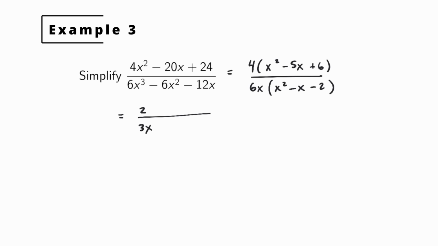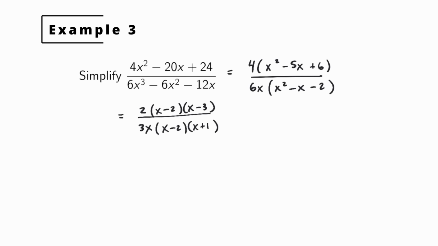Now, x squared minus 5x plus 6 will factor into x minus 2 times x minus 3, since -2 times -3 gives me +6, but they add up to -5. X squared minus x minus 2 will factor into x minus 2 times x plus 1. Again, -2 times 1 is -2. -2 plus 1 is -1.